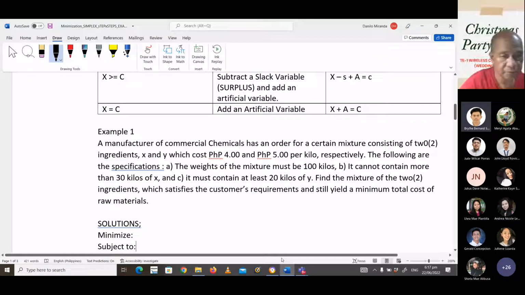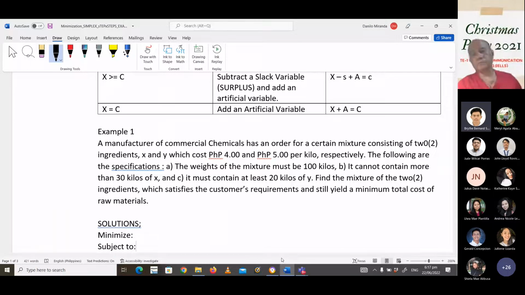A manufacturer of commercial chemicals has an order for a certain mixture consisting of 2 ingredients, X and Y, which cost 4 pesos and 5 pesos per kilo, respectively. The following are the specifications. A. The weight of the mixture must be 100 kilos. B. It cannot contain more than 30 kilos of X. And C. It must contain at least 20 kilos of Y. Find the mixture of the 2 ingredients which satisfies the customer's requirements and still yields a minimum total cost of raw materials.